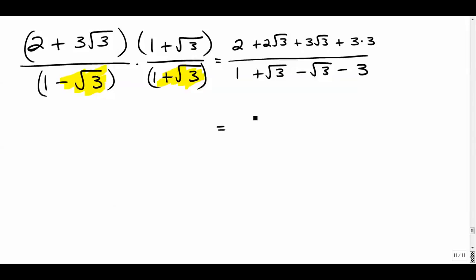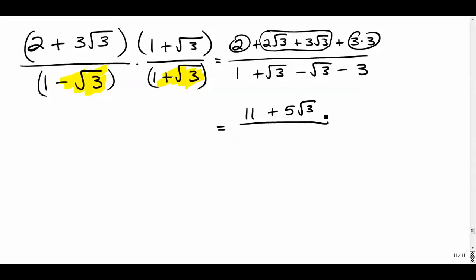In the top we have 3 times 3 is 9. 9 plus 2 is 11. Plus these two things, that's just 5 radical 3. Make sure not to put radical 6 or anything. And the denominator is awesome because the radicals disappear and we're just left with 1 minus 3, which is negative 2. Now if these numbers here, here, and here can simplify, you would do it at this stage. They don't in this case, so I'm done.